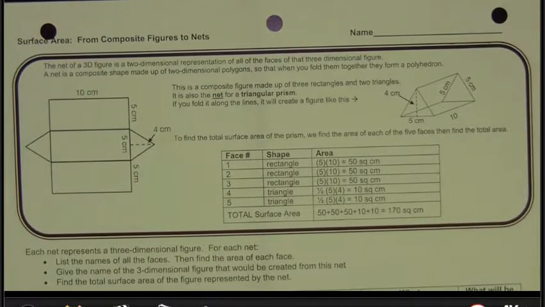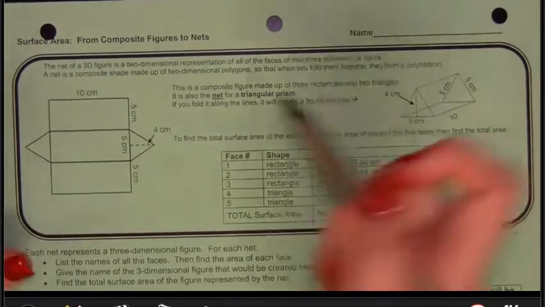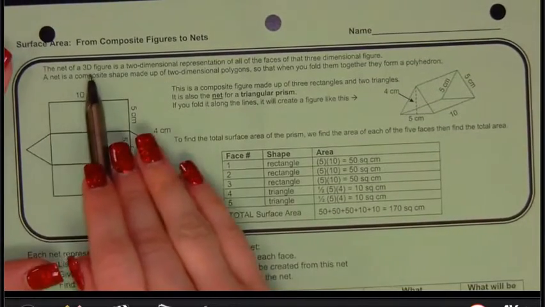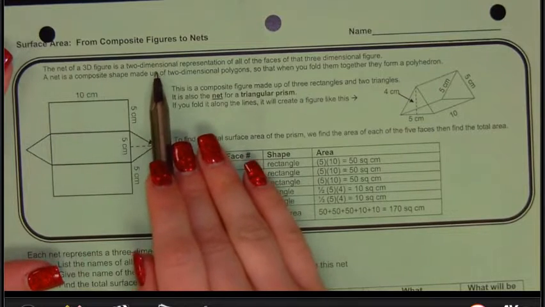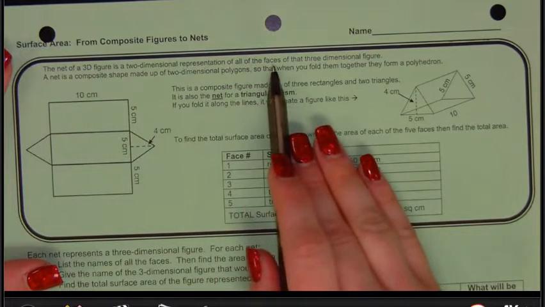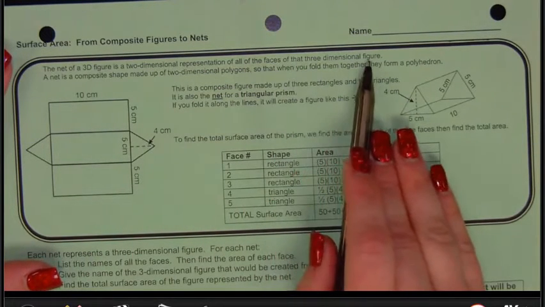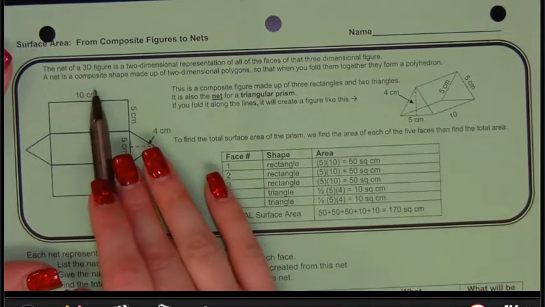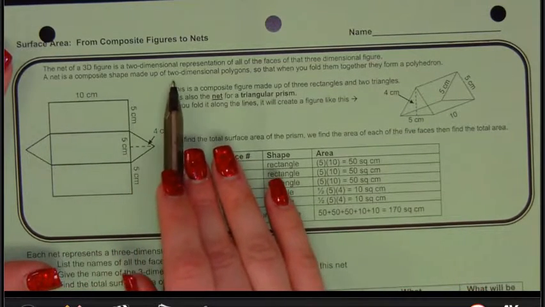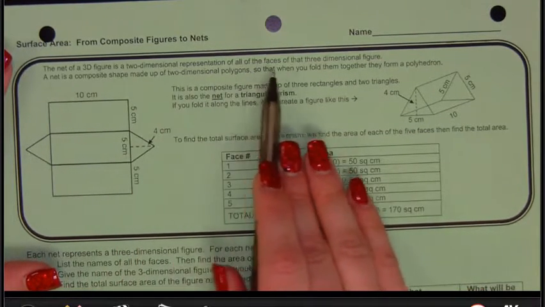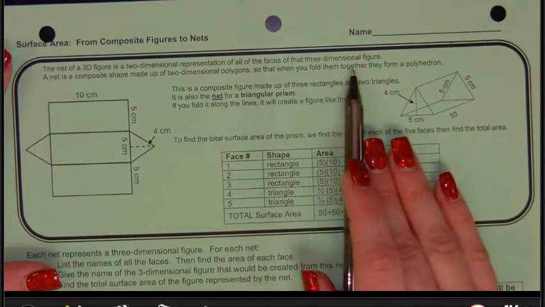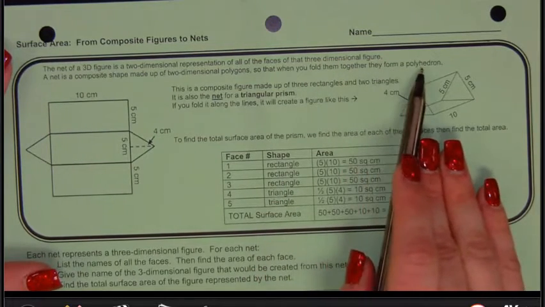One of our 3D shapes just unfolded all the way out. So we can find the surface area of our net. If we look here, the net of a 3D figure is a two-dimensional representation of all the faces of the three-dimensional figure. A net is a composite shape made up of two-dimensional polygons, so that when you fold them together, they form a polyhedron.